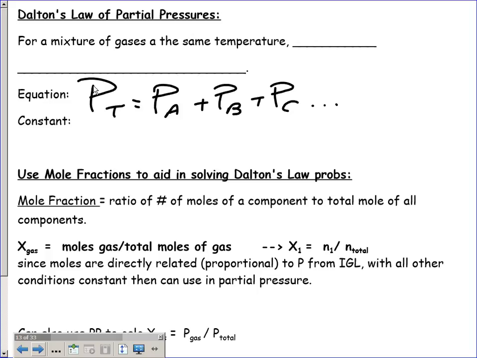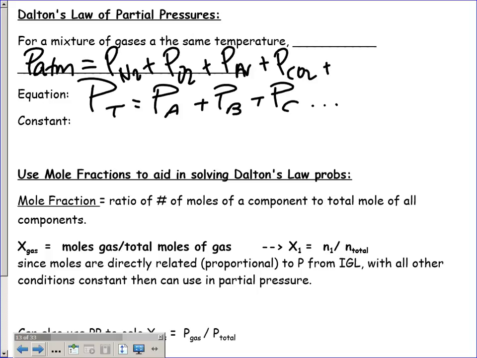So if I'm talking about the atmosphere, I'm going to give you an example here. If I'm talking about the atmosphere, P atmosphere, what different gases would that consist of? You guys who did the worksheet yesterday can tell me. P of nitrogen, N2, plus P of O2 plus P of argon plus P of CO2 plus P of trace gases. I was going to say water vapor, okay?